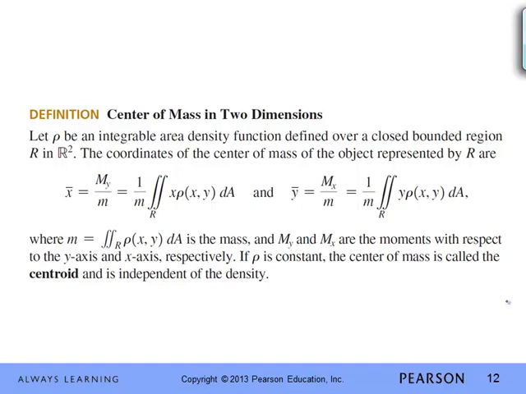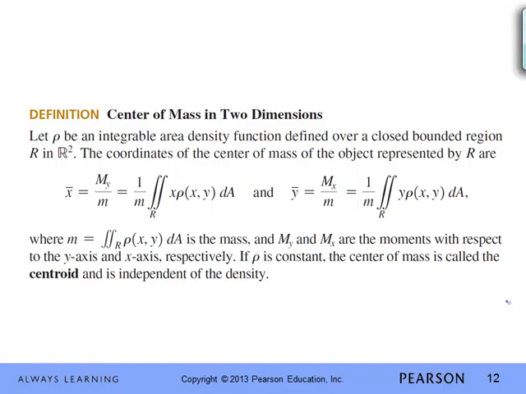And to get y bar, you calculate the moment with respect to the x-axis. So you're going to be integrating the y times the density over the entire region, and then divide that moment by the mass in order to get y bar. So you have 3 calculations that you could potentially do.